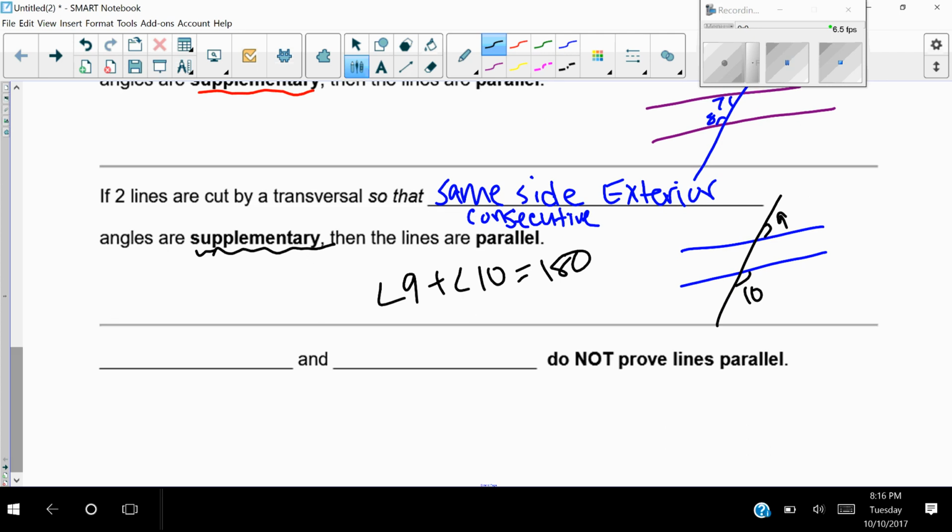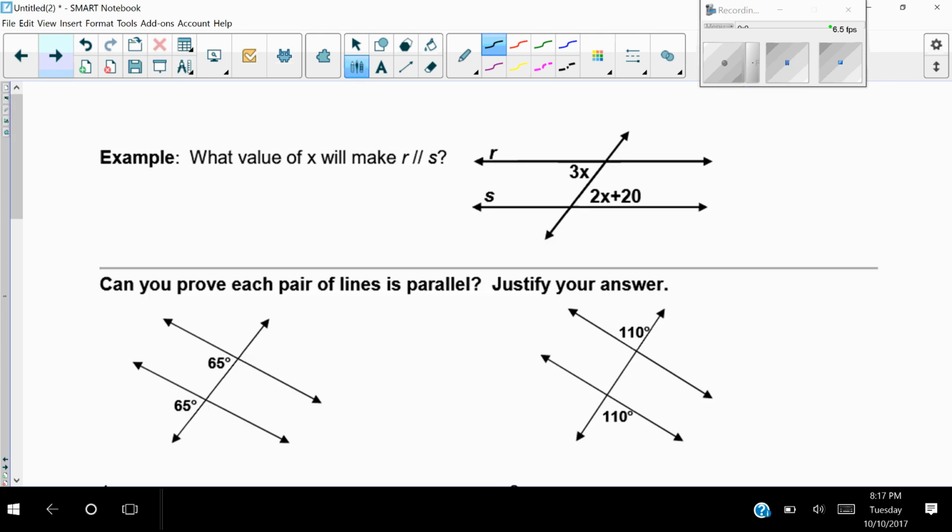Remember, we have angles from chapter 1, but they do not prove that my lines are parallel. So we're going to say, remember vertical angles, write it down. And a linear pair. Also supplementary, complementary angles does not necessarily prove that the lines are parallel. Does not prove lines are parallel, okay? Go ahead and flip your paper over. Let's see the back. This is a very short section.